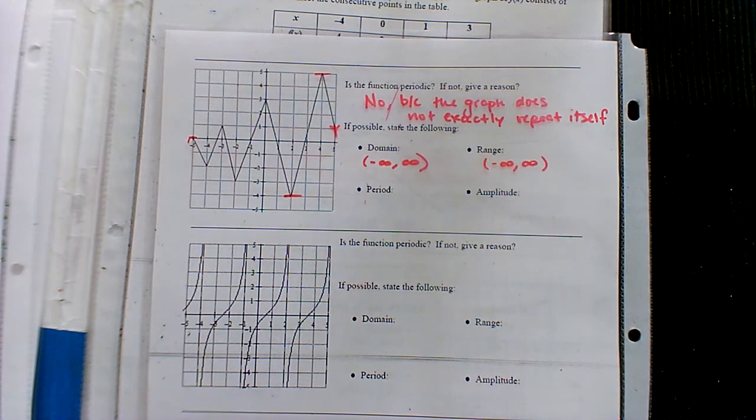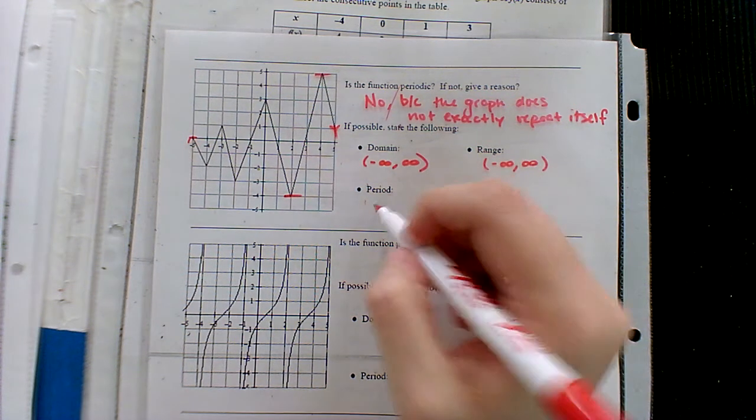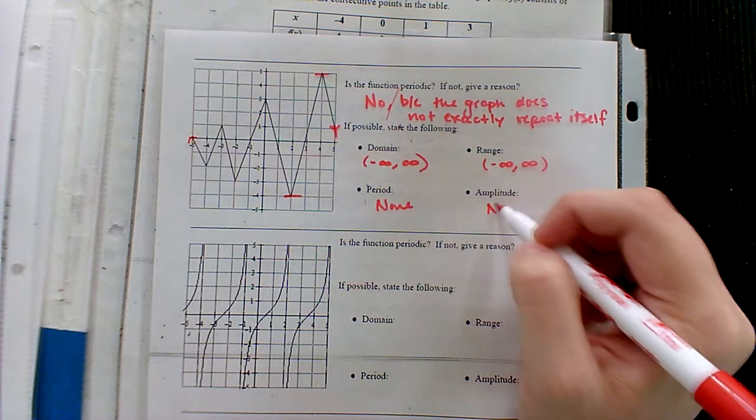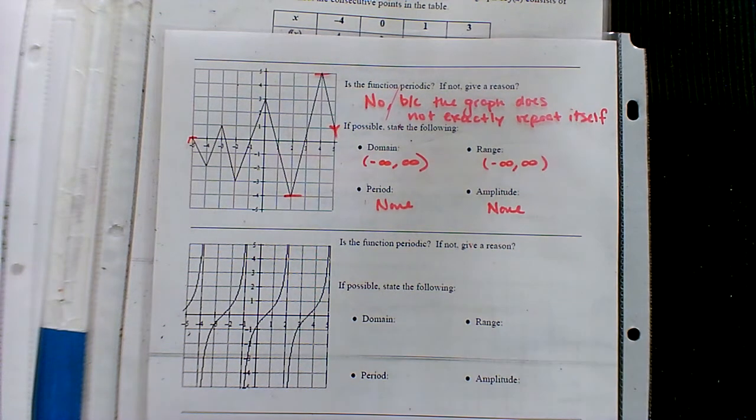All right. It is not periodic because we said it's not exactly repeating itself. So it should not have a period, which means it should not have an amplitude. Okay, those two characteristics are only for periodic functions. Okay, graphs that repeat themselves exactly.